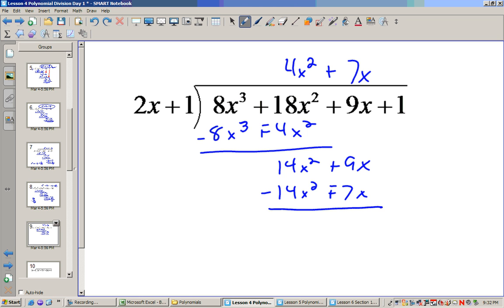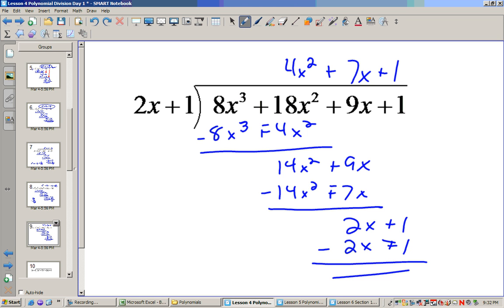This will be 7x, leaving 14x squared plus 7x. When I subtract, this will be 2x plus 1. What times 2x? Well, it's going to be 1. So 2x plus 1, when I subtract it out, it will all cancel out. So our quotient is 4x squared plus 7x plus 1.